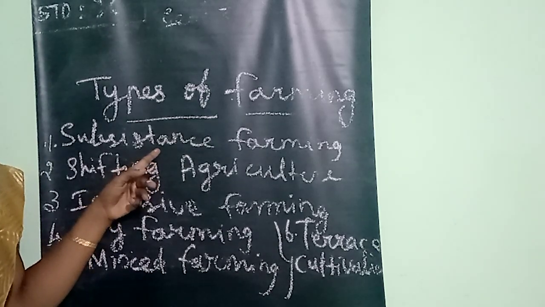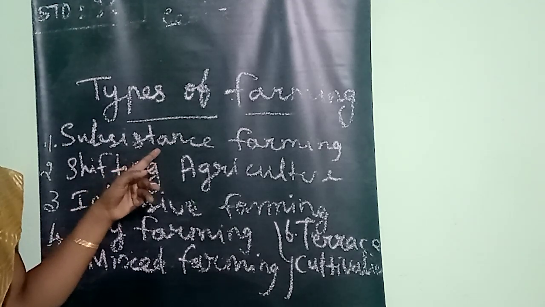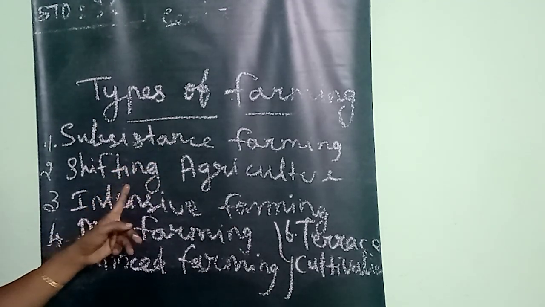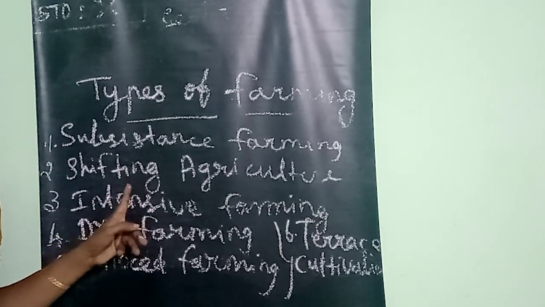Subsistence farming means the farmers cultivate plants and livestock for their own purposes, with the help of their family members. Then the second one is shifting agriculture. Tribal people mostly practice this type of farming.